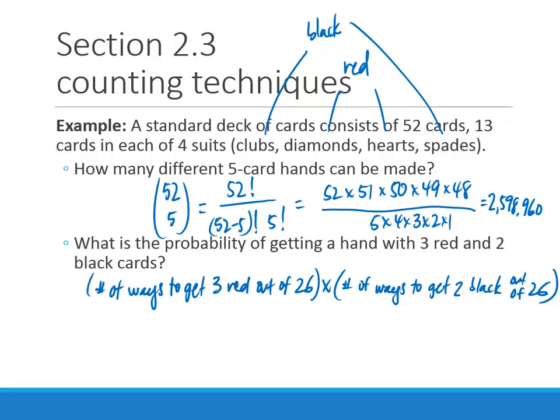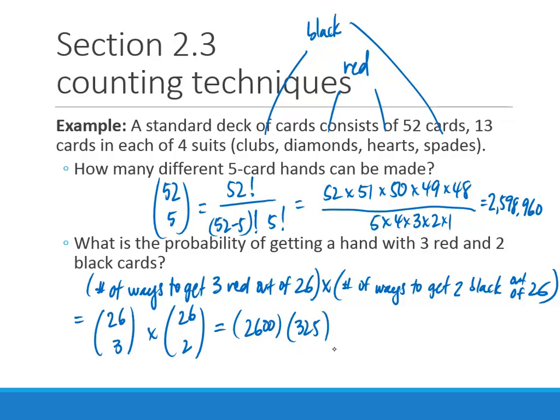So now we're kind of back in the same boat that we were in the first part of this question. We have 26 red cards. We want to choose 3 of them. We're going to multiply that times the 26 black cards and choosing 2 of them. So skip through the steps of actually writing what those are. This is 2,600 times 325, which is 845,000.